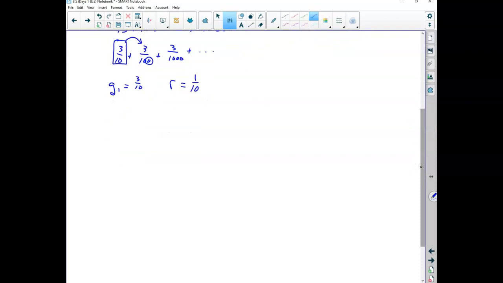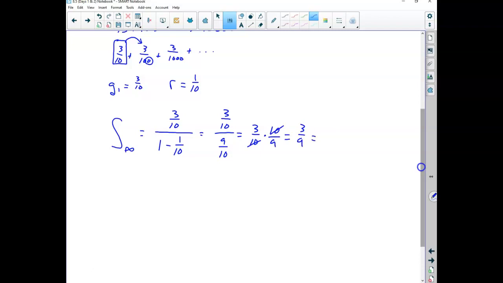So if I'm finding the sum, the sum of those infinite terms is going to equal my first term of 3/10 divided by 1 minus my common ratio of a 10th. Well, that gives me 3/10 over 9/10. How do I divide fractions? We don't. We multiply by the reciprocal. So my 10s cancel. I get 3/9. Ooh, 3/9 will reduce to 1/3. Check that out. Isn't that kind of nifty?